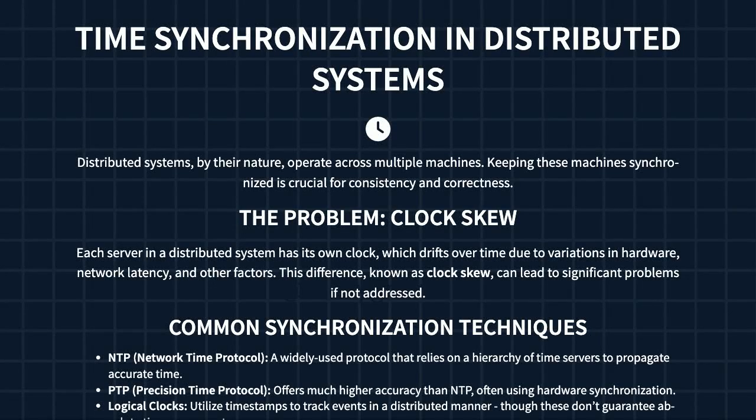Okay, let's talk about keeping things on schedule in a world of servers. When you have multiple computers all working together in a distributed system like an online game or a banking application, it's absolutely vital that they all know the same time. If one server thinks it's 2:00 p.m. while another thinks it's 2:03 p.m., things can get really messy. That difference is called clock skew, and it's a major headache for developers.